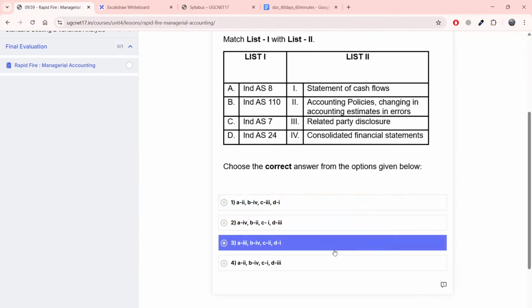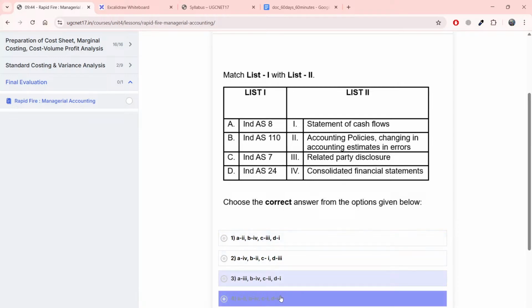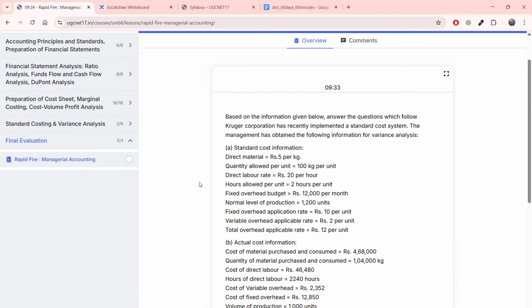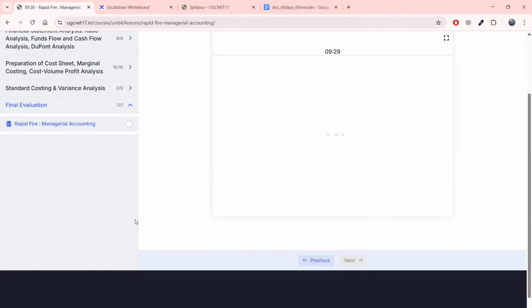Let's try again. ये हमें पता है, we have studied it. IND AS 7 is statement of cash flows. So 1 का C, C का 1, there are only 2 options. D का 3 है. AS 8 is accounting policies, A का 2 है. Based on the following, this we don't know, so we'll mark 1.